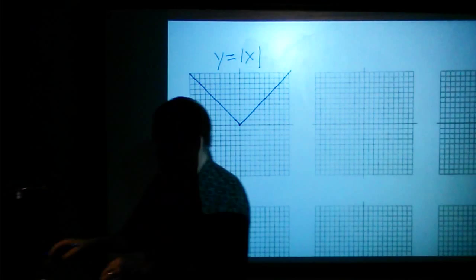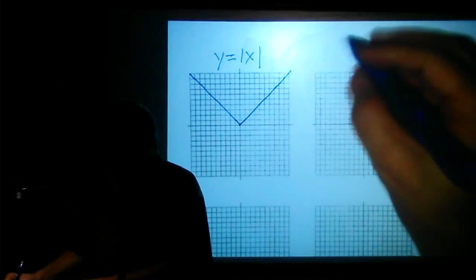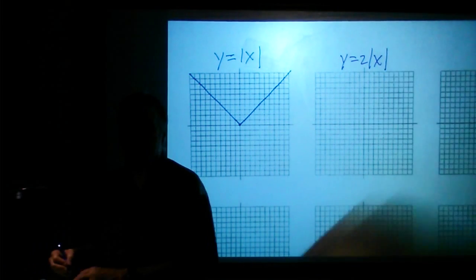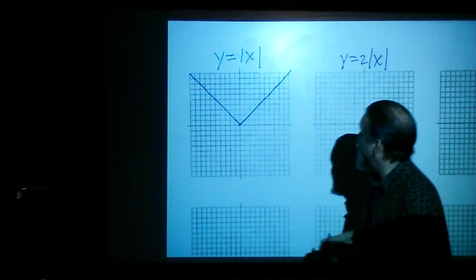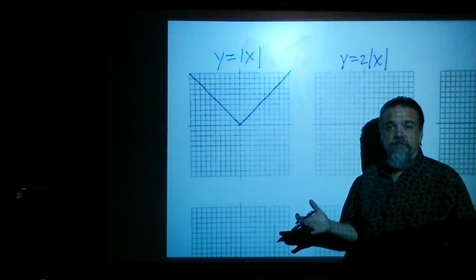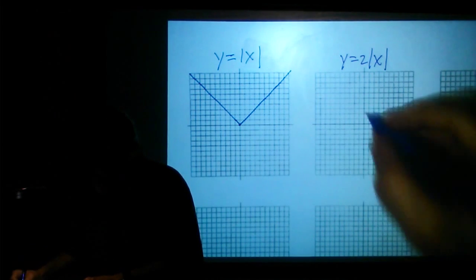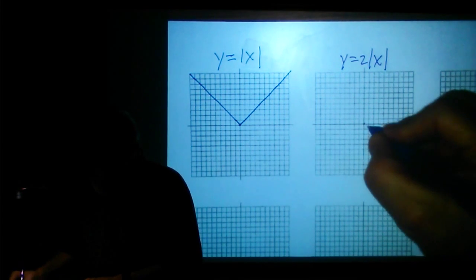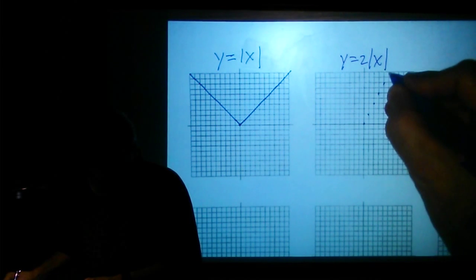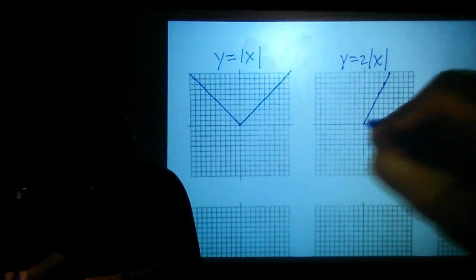So let's look at another graph. Let's look at y equals 2 times the absolute value of x. All right. Well, when x is positive, this is just like saying 2x. I know what that looks like. That's going to be a line going through the origin with a slope of 2. And so it goes like this.